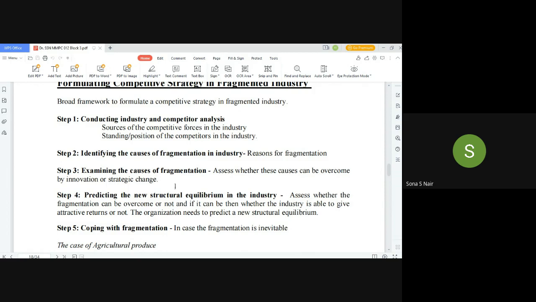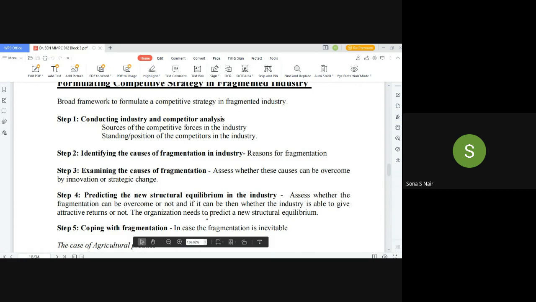Okay, examining the causes of fragmentation, assessing whether these causes can be overcome by innovation or strategic change. Now, why are we talking of this kind of structured approach to a fragmented industry? Because if the fragmentation is handled, all the players in the marketplace will benefit, because there will be a future for this industry. There would be some kind of organized structure in the industry, and all the players in the marketplace would be benefiting from it.